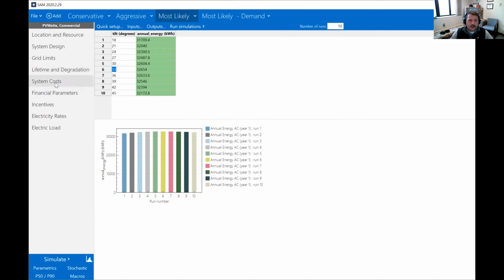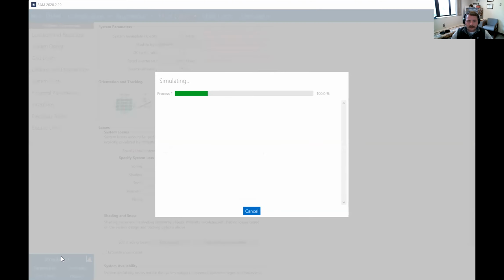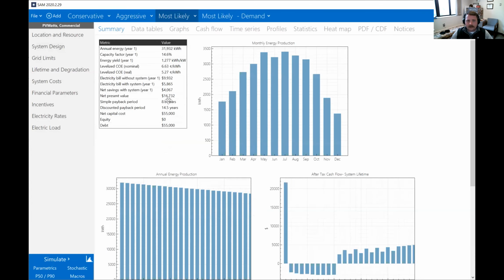Now, just for fun, now that I know the optimum tilt is 33 or about 35, I go back to system design and I say, what if I have a 35-degree tilt angle at 180 degrees and it's an open rack system? How does that change my economics? It actually helped me just a little bit. I was at 8.9 year payback. Now I'm at 8.6 because I produced almost 2,000 more kilowatt hours through that system. So that's kind of fun. You can do some optimization in that way.